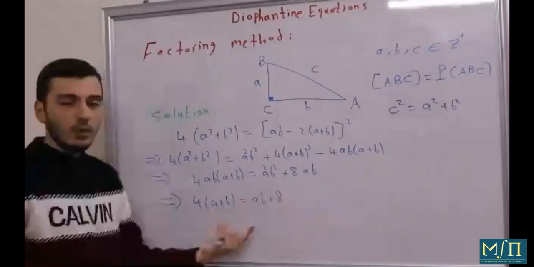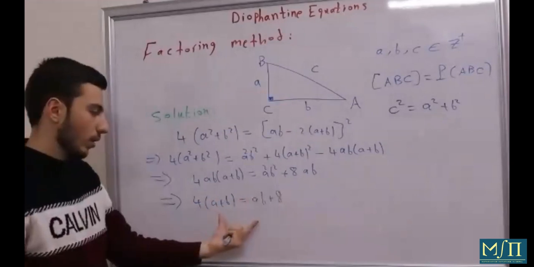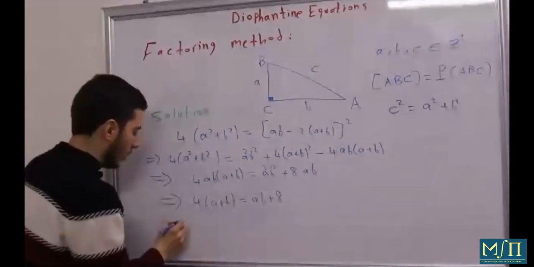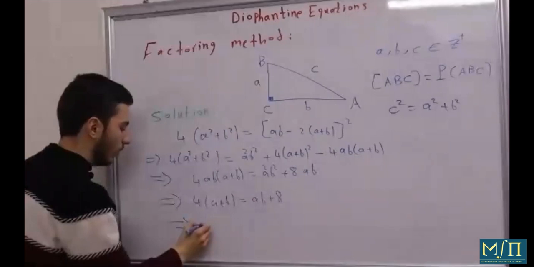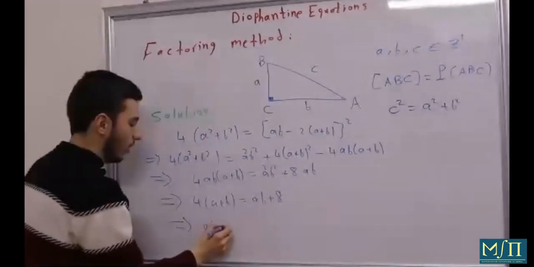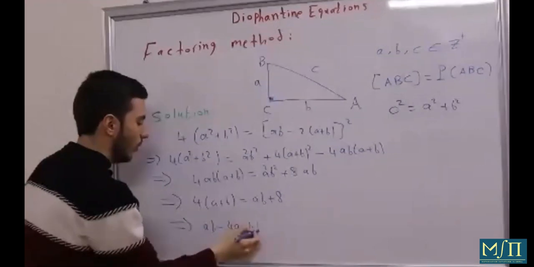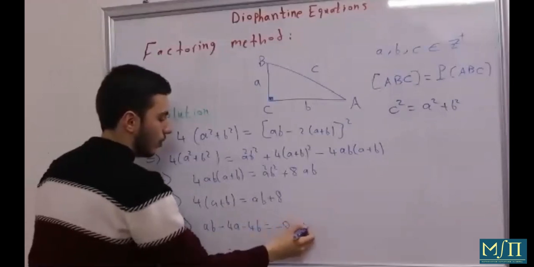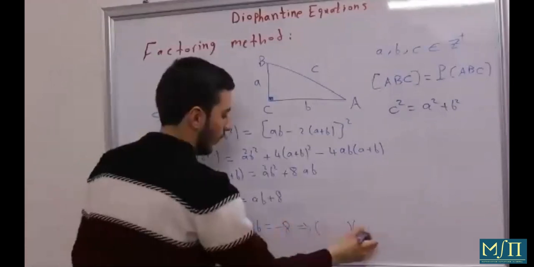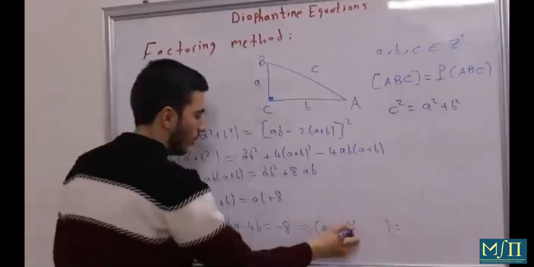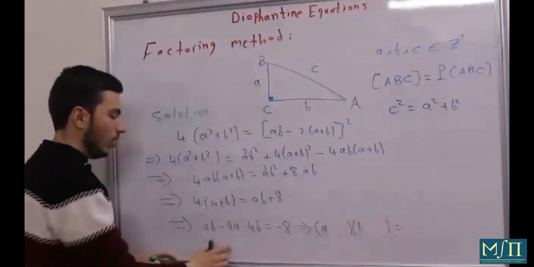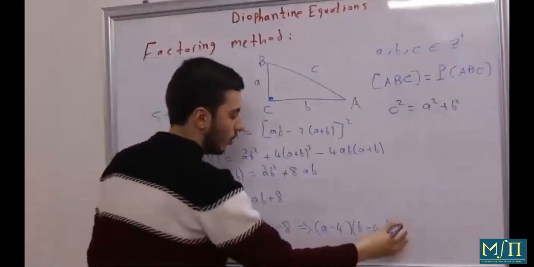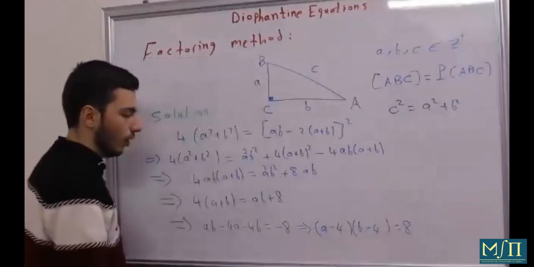Okay, so now you should be able to solve this because it's the same as the trick that we have discussed earlier. So that's very simple. We have AB minus 4A minus 4B equals minus 8. So we can factorize the left-hand side. We have (A minus 4)(B minus 4) equals minus 8 plus 16, which is 8.